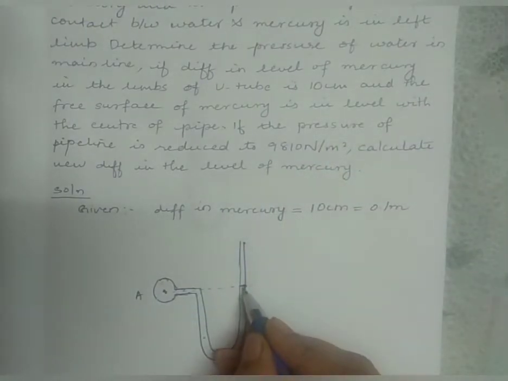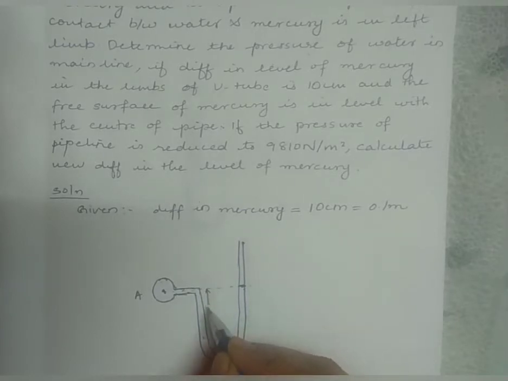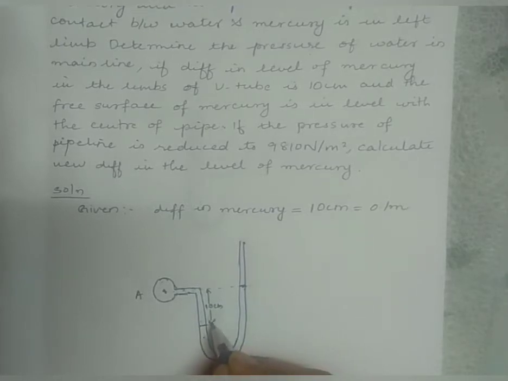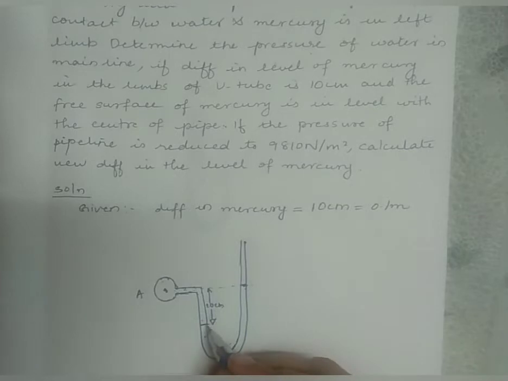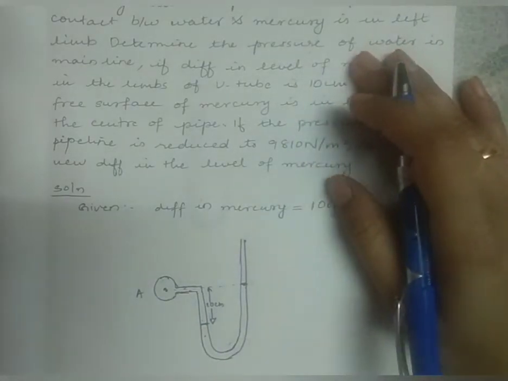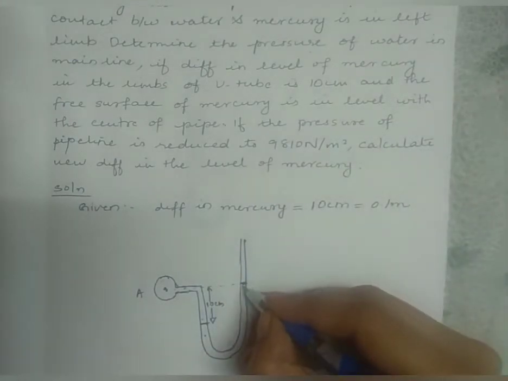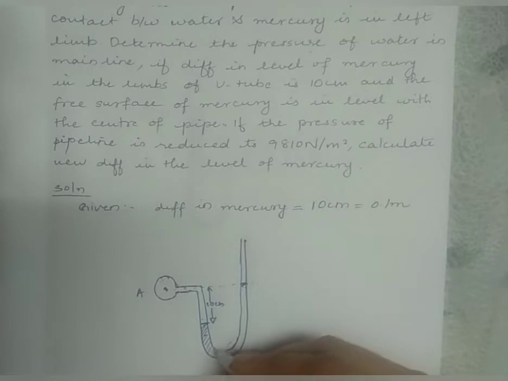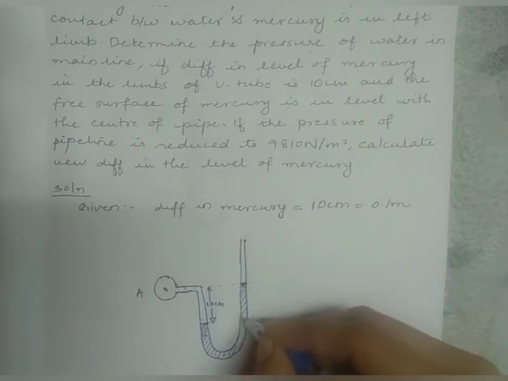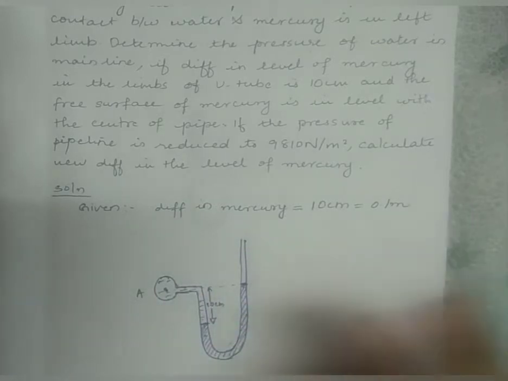From here the pressure is more, isn't it? So from here you have to mark 10 centimeters, and you have to mark the level at the left limb. So this is our figure. From the question we have to draw the figure. I am just shading the manometric liquid. This is mercury and this is water. So this is our question.